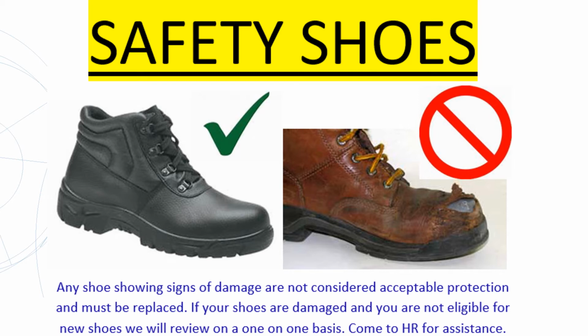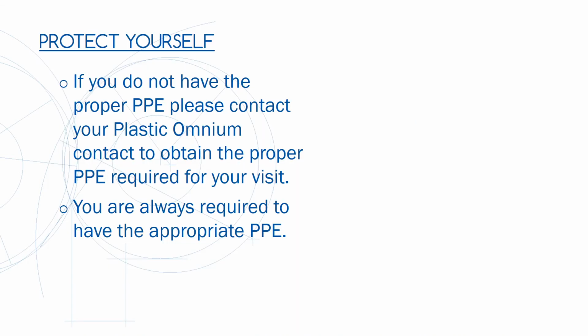Safety shoes. Any shoe showing signs of damage is not considered acceptable protection and must be replaced. If your shoes are damaged and you are not eligible for new shoes, we will review on a one-on-one basis. Please come to HR for assistance. As you can see, the picture on the left is a very good shoe. The picture on the right has a worn leather toe covering and is not acceptable protection. All Plastic Omnium employees have an annual reimbursement of $100 towards the purchase of safety shoes. Please protect yourself.